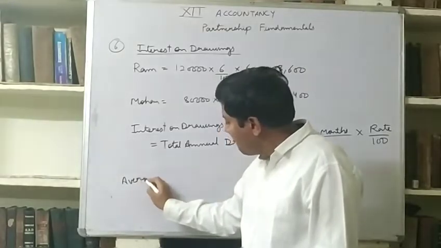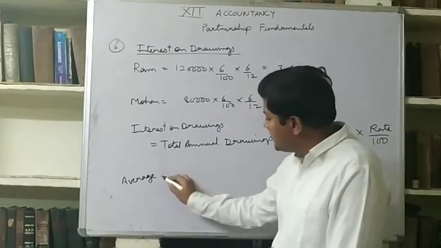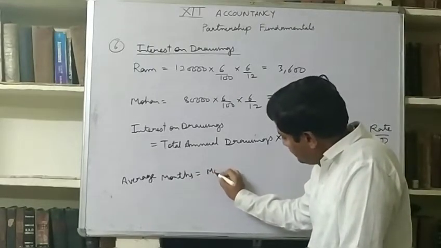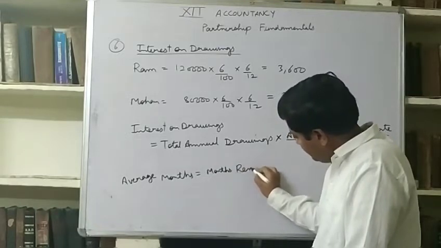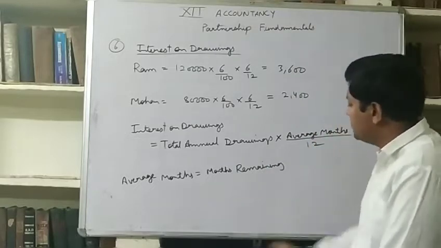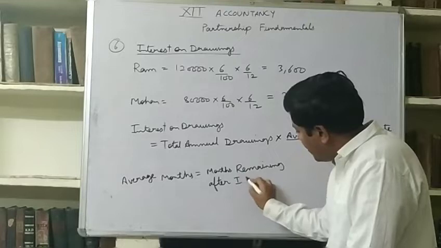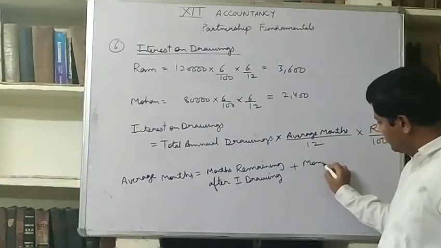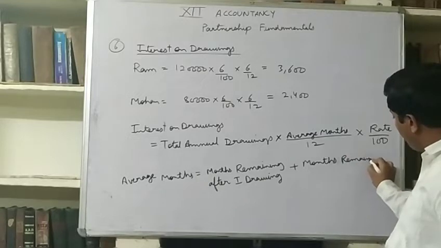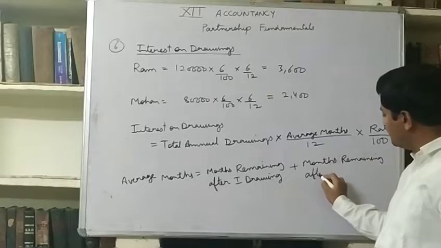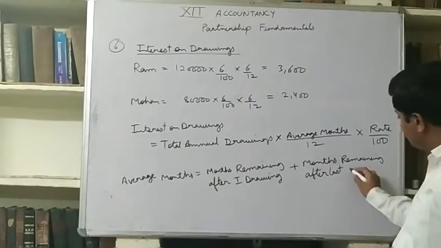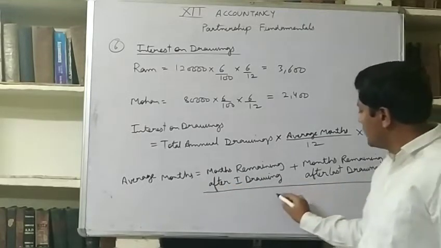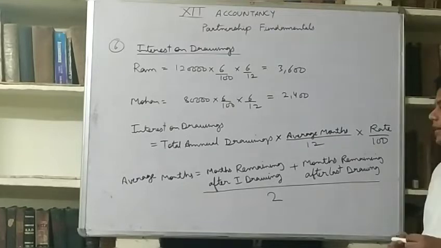So first of all, I am writing down the formula for average months. Average months is equal to months remaining after first drawing plus months remaining after last drawing, upon 2. This is the formula for calculating average months.